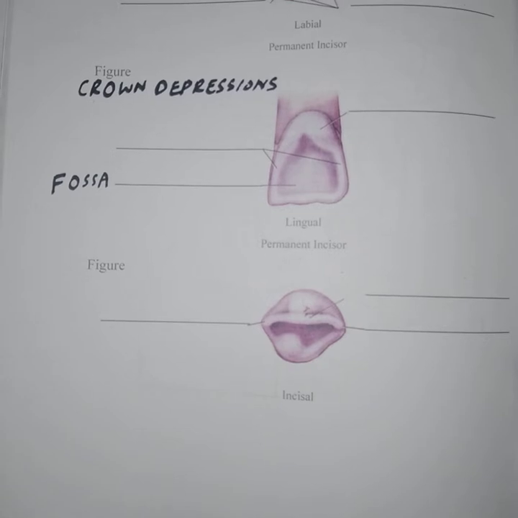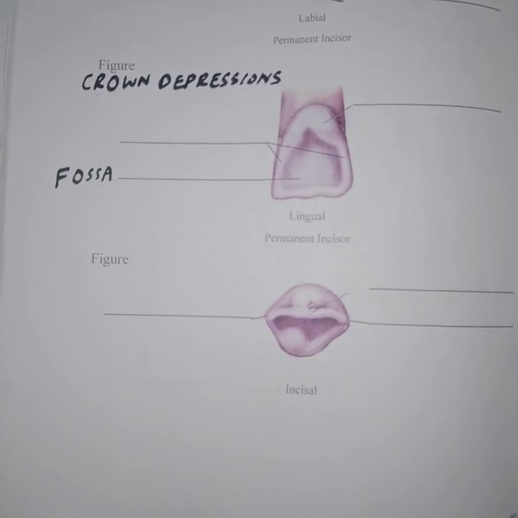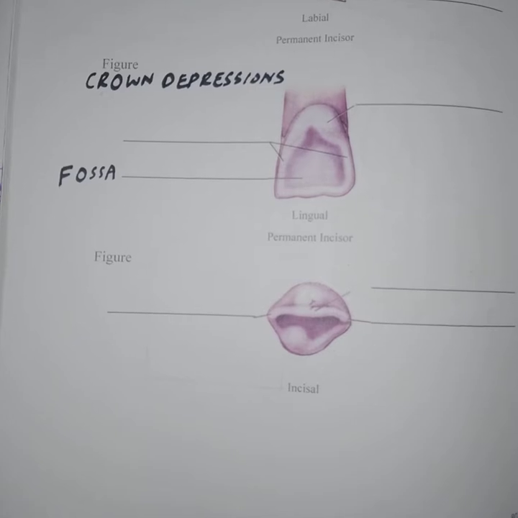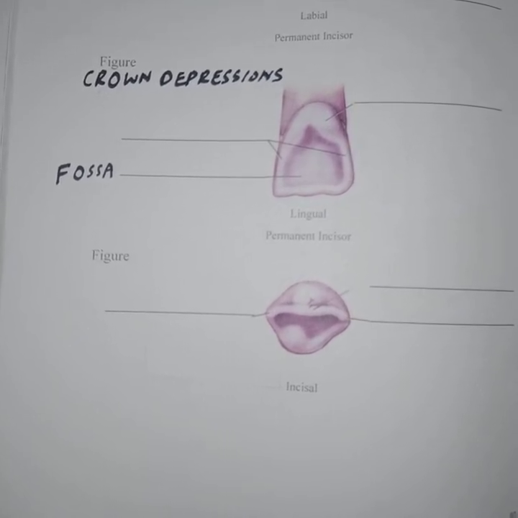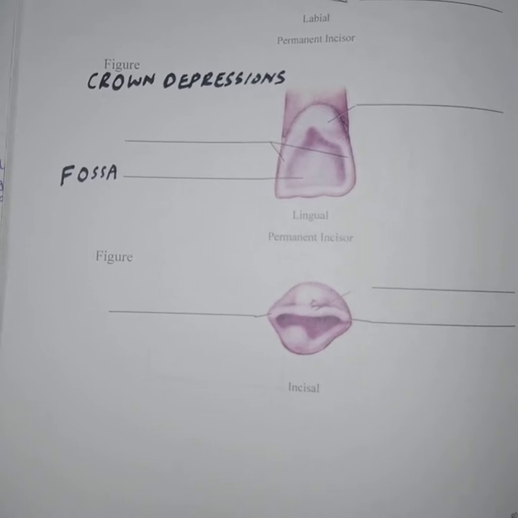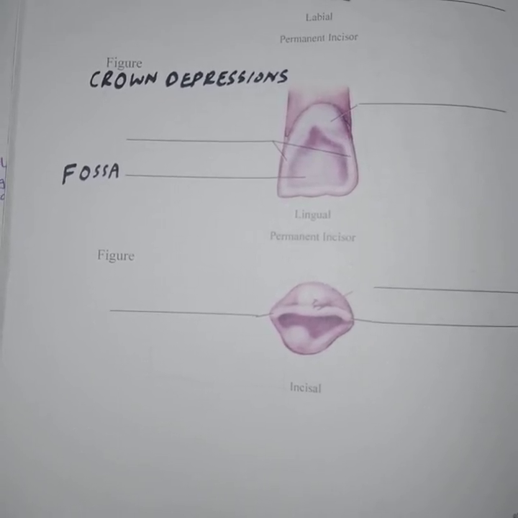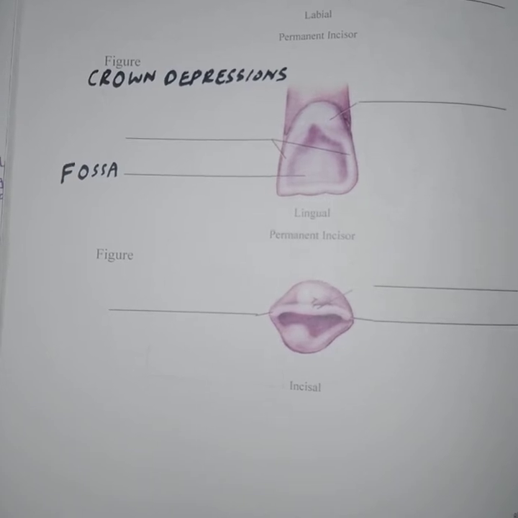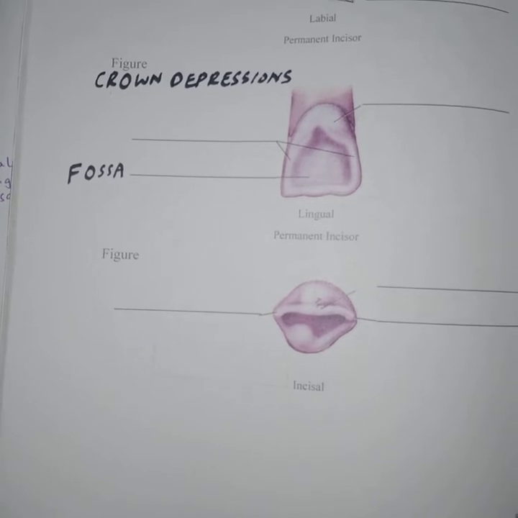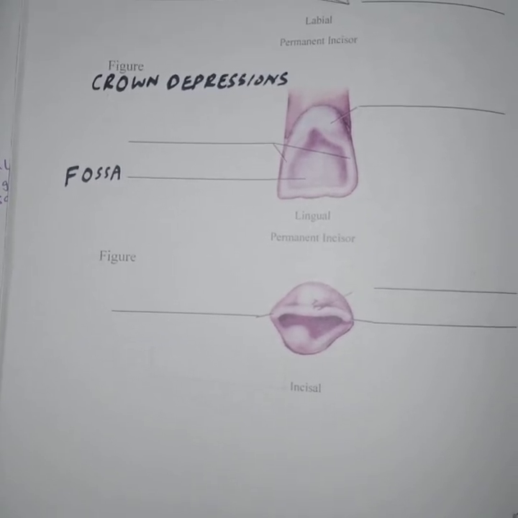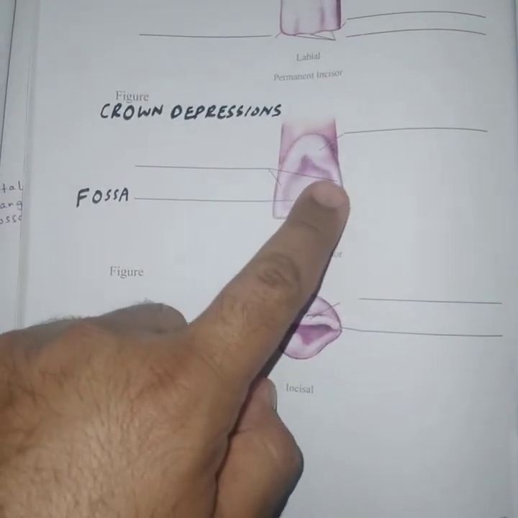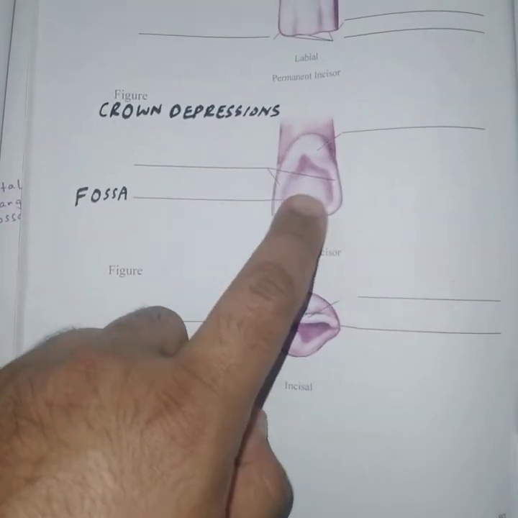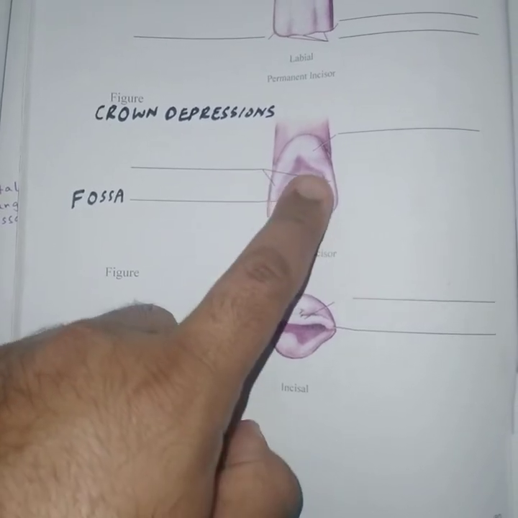Today we will discuss the crown depressions. First of all, we will discuss the fossa. The plural of it is fossae. Fossa is a wide, shallow depression on tooth surface. There is normally a rather large, shallow fossa on the lingual surface of anterior teeth.